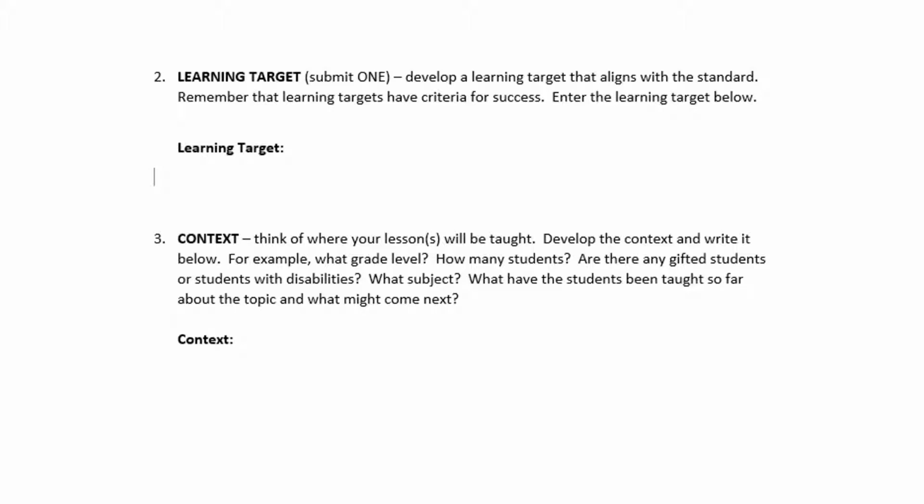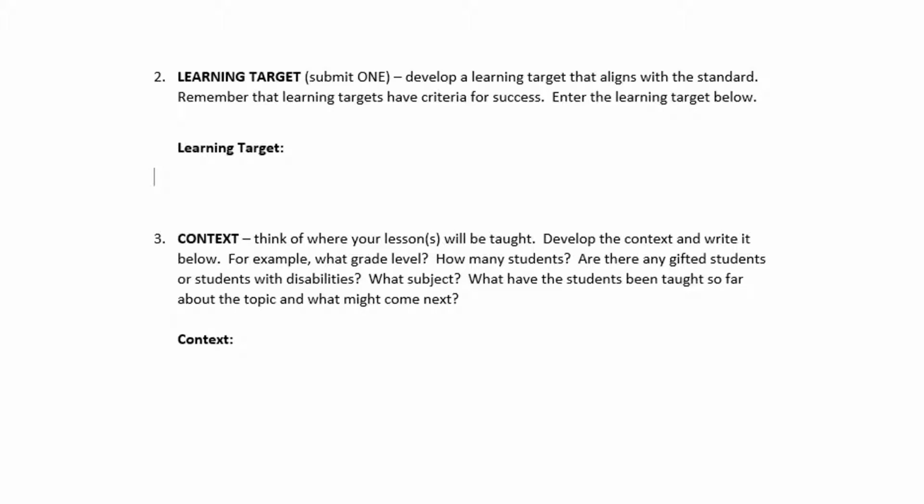After you have your standard, you're going to think about and develop a learning target that's aligned with that standard. So remember what that means. Your learning target is a little piece of the standard. It's not the entire standard. It's got to be measurable and it's got to have a criterion for success. A lot of times you get objectives and learning targets confused, and you'll see my feedback that says this is an objective, not a learning target. Remember that a learning target has a criterion, such as with 80% accuracy or 4 out of 5. So remember to include that.